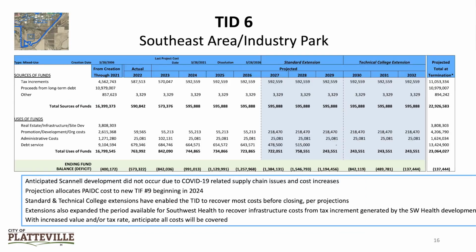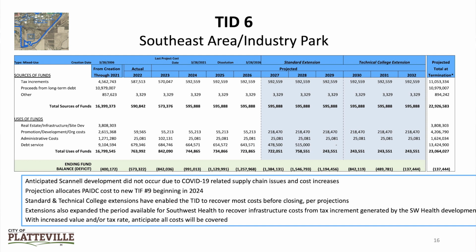Okay, looking at the projections for TIF 6, again, you can see the sources and uses of funds through 2021, and our actuals for 2022. Sorry for the little tiny numbers here. Hopefully your printed copies are a little easier to see. And then the projections out to 2032. Here you can see the two extensions, the standard extension and the technical college extension. Those extensions had to be approved by the Joint Review Board.